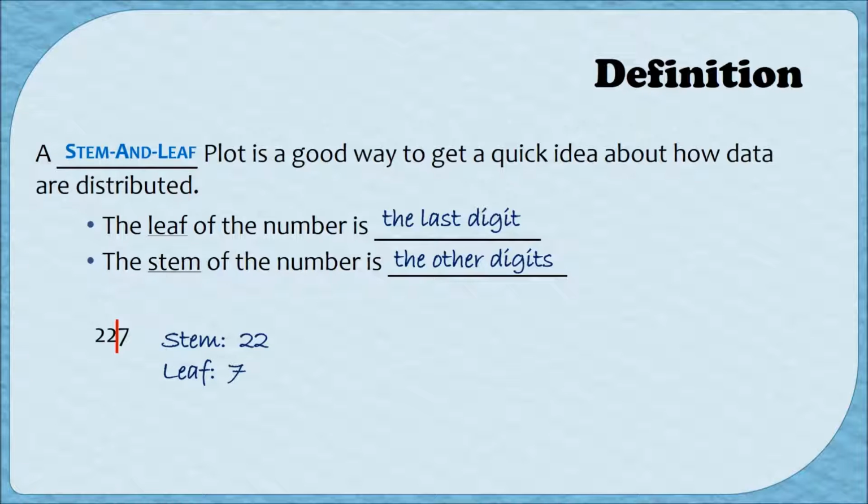Let's do another example. Suppose I have the number 1.2. Again, I'm going to break off the rightmost digit. In this case, all of the digits to the left of the line are going to be the stem, so the stem here is just a 1, and the leaf is the digit on the right, so the leaf is going to be a 2. Once you get the hang of creating a stem and leaf plot, identifying the stem and the leaf is not going to be super tricky. It might feel a little bit weird now because it's a brand new kind of thing.